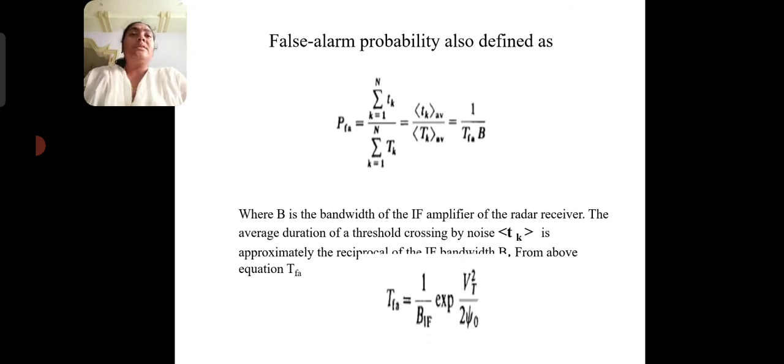Pfa is equal to the sum of k equals 1 to n of Tk divided by the summation of k equals 1 to n of Tk. Here I am finding the probability of false alarm to the total variation, and for discrete values, Tk is the average. So you are going to get 1 by Tfa into B, where B is the bandwidth of the IF amplifier of the radar receiver, and the average duration of the threshold crossing by the noise is approximately the reciprocal of the IF bandwidth. From the above equation, Tfa is equal to 1 by B times exponential of Vt square by 2 psi naught.